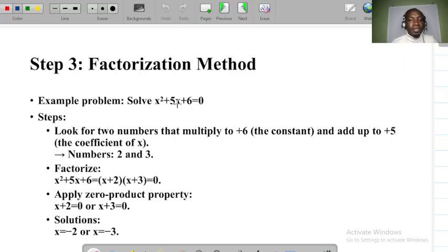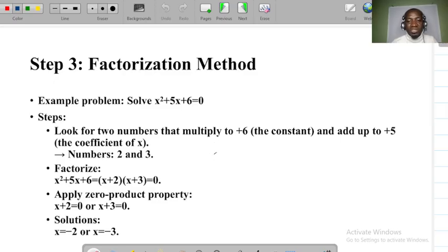Now the coefficient of x here is plus 5. So we are looking for two numbers. One, when you add it, you give plus 5. When you multiply, you give plus 6. Those same two numbers. So if we check now, what are those two numbers, do you think? Yeah, that's good. That's correct. The two numbers are plus 2 and plus 3, or 2 and 3. When you add 2 and 3, you have 5. When you multiply 2 and 3, you have 6.